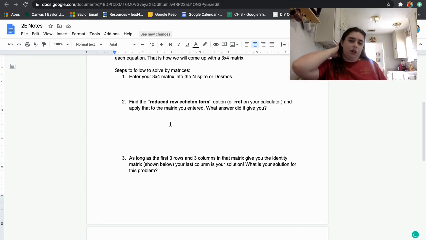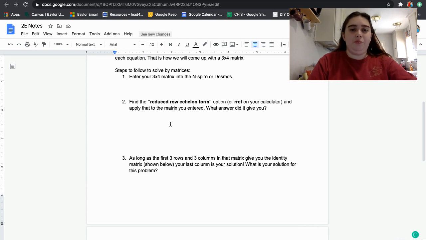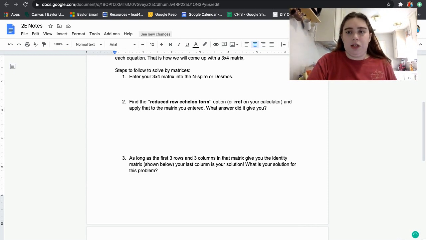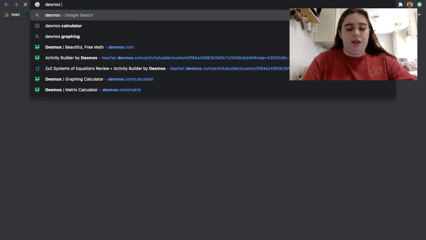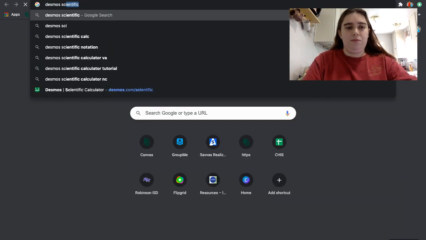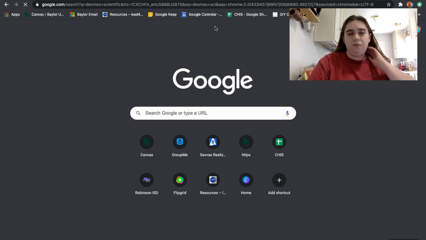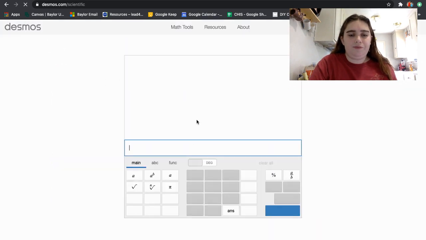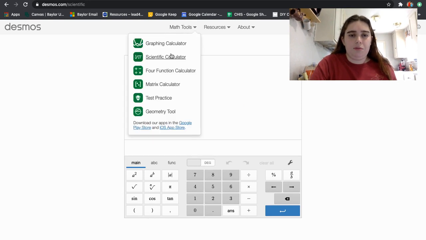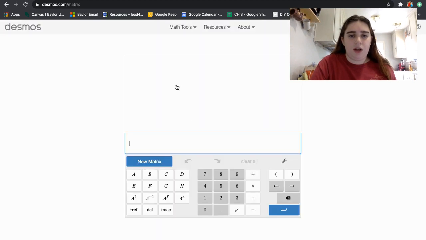So what we're going to do is enter that 3x4 matrix into Desmos. So I'm going to open the Desmos scientific calculator. Okay, here we go. Once you're here, it should look like your normal calculator, right? You're going to click on Math Tools, and you'll see a bunch of different calculators. We're going to do the matrix calculator, so click on that.